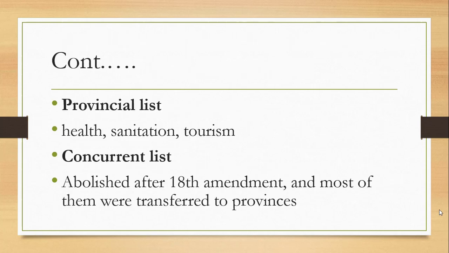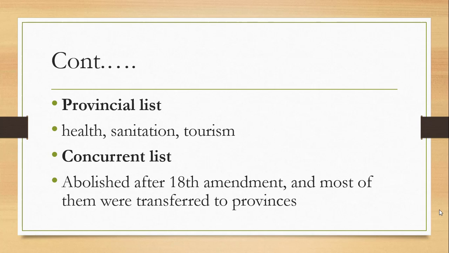Next is the provincial list. In the provincial list, such subjects are included on which the provinces have the power to legislate. They are health, sanitation, tourism, and so on. On these subjects, health, sanitation, and tourism, only provincial assemblies have the power to legislate. So the federal government cannot interfere in these matters. These are the subjects which are assigned to the provincial government only. The provincial government has the authority to legislate on these issues.